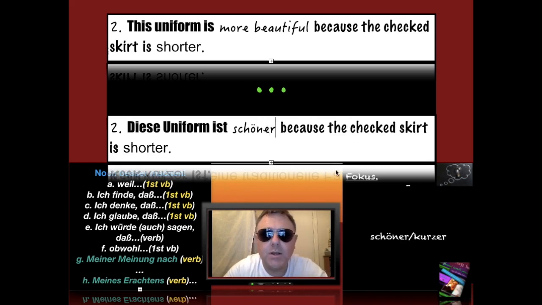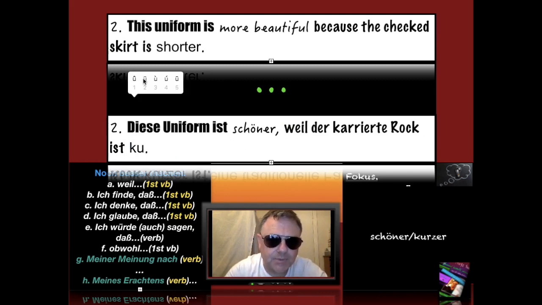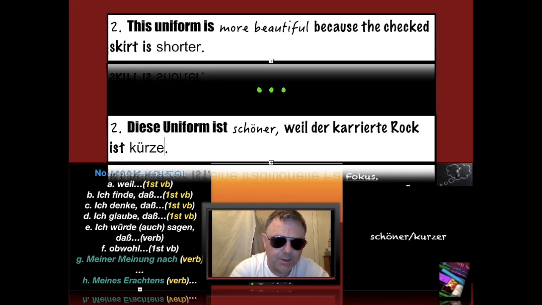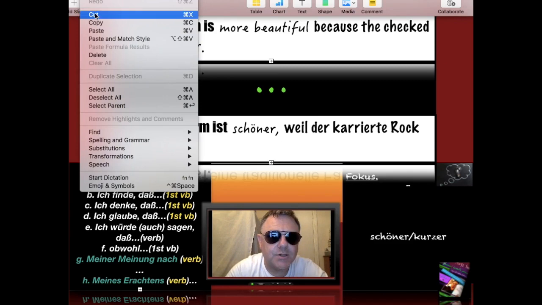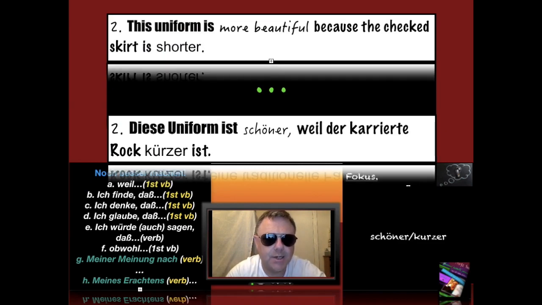Now, a vile situation, because the checked skirt is shorter. So you go weil, because der karierte, so checked is kariert, so karierte. Now, skirt is Rock. Okay, ist, now that's going to go to the end eventually. Now, kurz is short, and kurzer is shorter. So you go kurzer. So let's just swap this over and put this over here. So that is number 2, ladies and gents. Okay, have a good look at it.